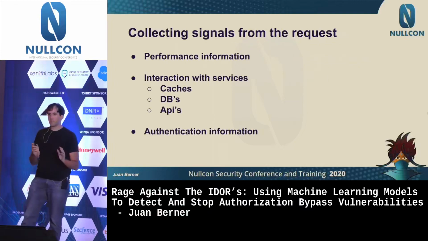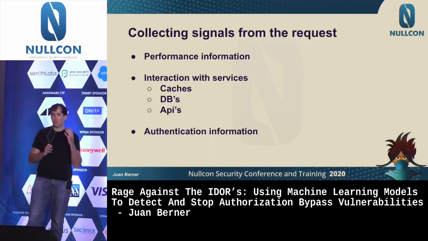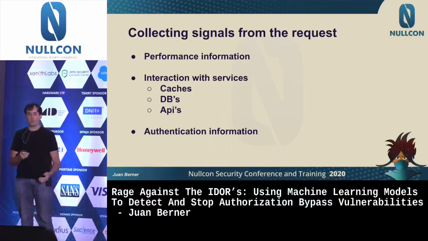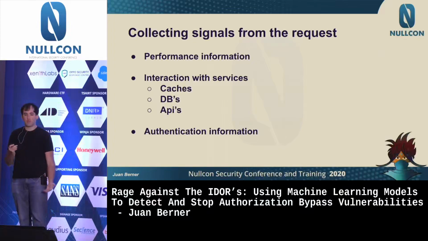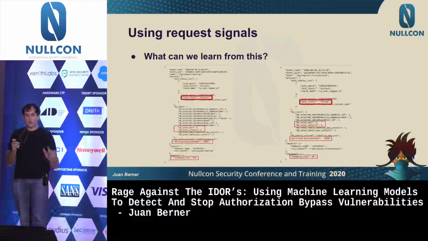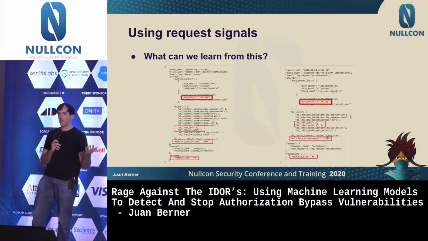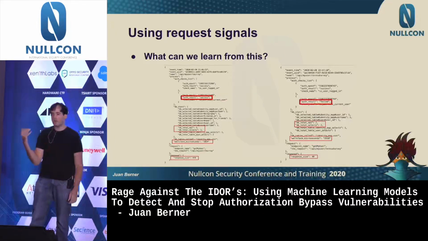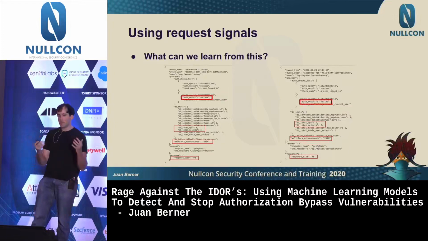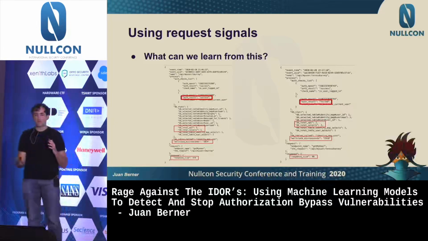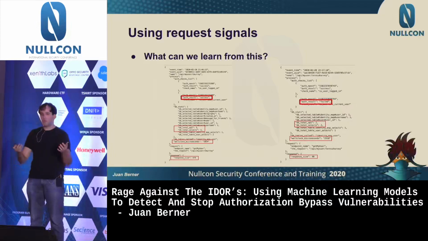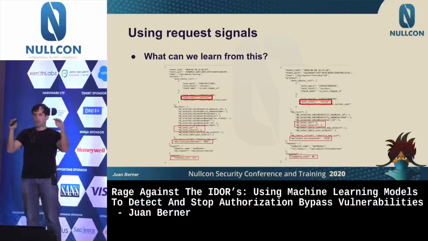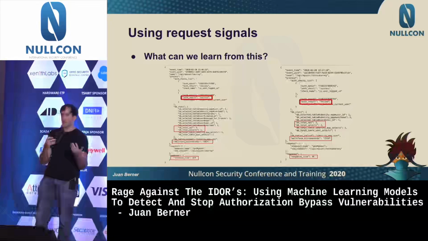Now, on collecting the signals from the request, as I showed before, there's performance information, interaction with services like caches, databases, or APIs, or authentication information that you might use. And here I have some examples of this request. So at the left, you have a successful authorization. At the right, you have a failed authorization. And there's a lot of data there, which I will go a bit deeper, but you can start using this data to, without looking at the top part, just by yourself, you could start predicting, okay, this is what I would have expected the authorization result to be.